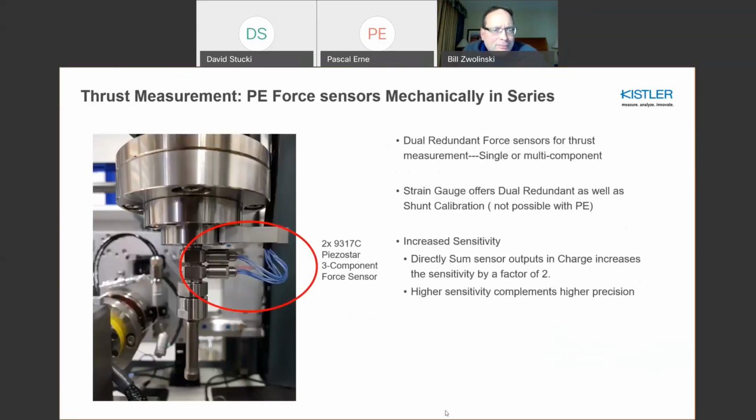I wanted to point out, in some of the experiences I've had with strain gauge, dual redundant force sensors or single and multi-component force sensors are sometimes used. Certainly, strain gauge offers dual redundant. You can also do dual redundant or stack up force sensors with piezoelectric. A lot of times you can just sum these and actually get double the sensitivity, but you can also get a redundant sensor for sure. Obviously, shunt calibration is very, very common to strain gauge measurements, but it's not possible with a piezoelectric. So certainly similarities and differences for sure between the technologies.